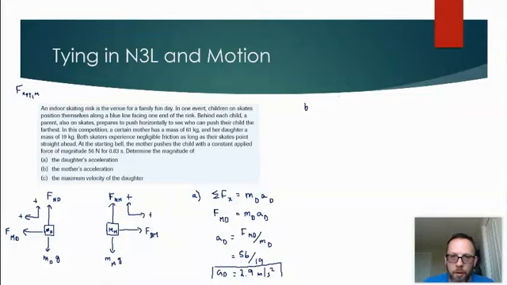I'm going to go up here for B. For the mother, we're doing basically the same thing. Sum of forces in the x direction. This time we're looking at the mother, MM, and the acceleration of the mother, I'll call it AM. The only force we have in that direction is the applied force, we called it FDM, equals MM AM. So it's basically the exact same process as the daughter. We have FDM over MM. Let's plug our stuff in.